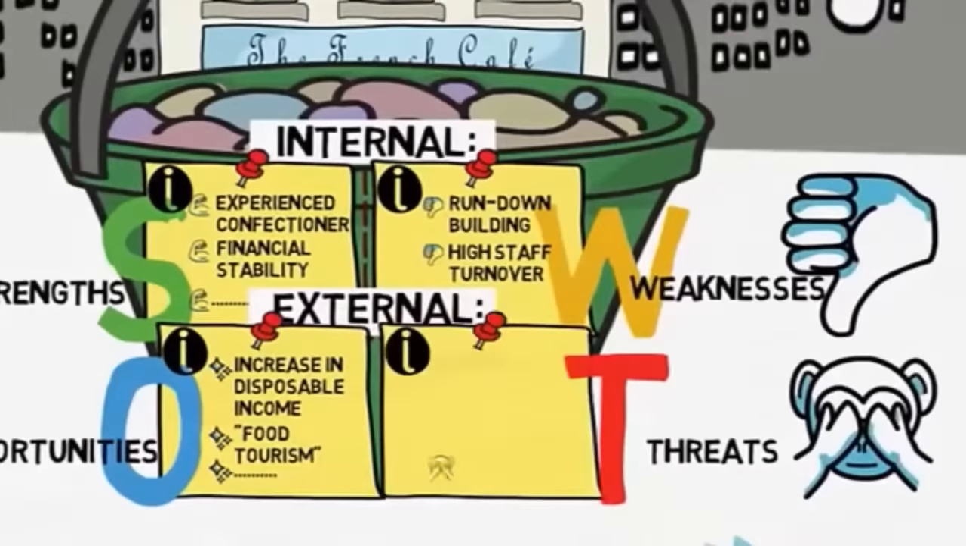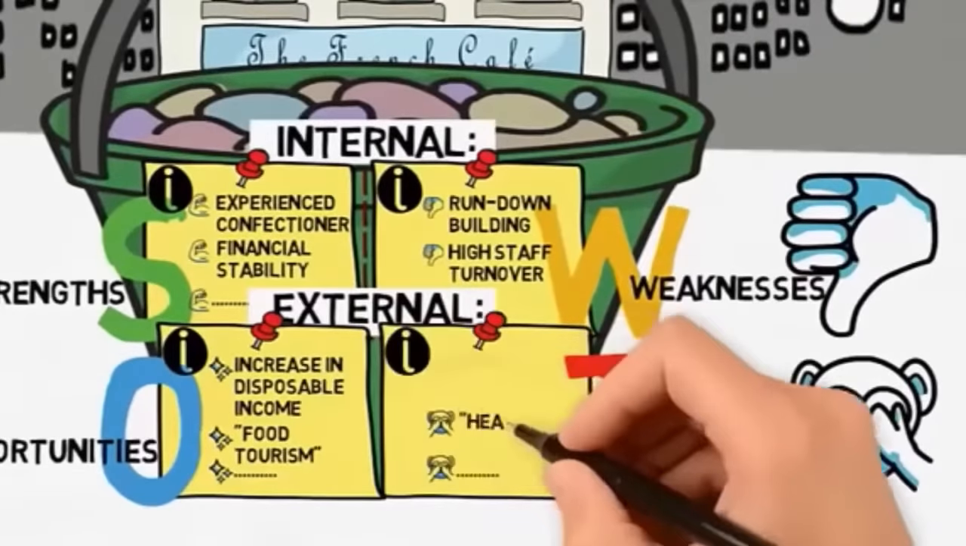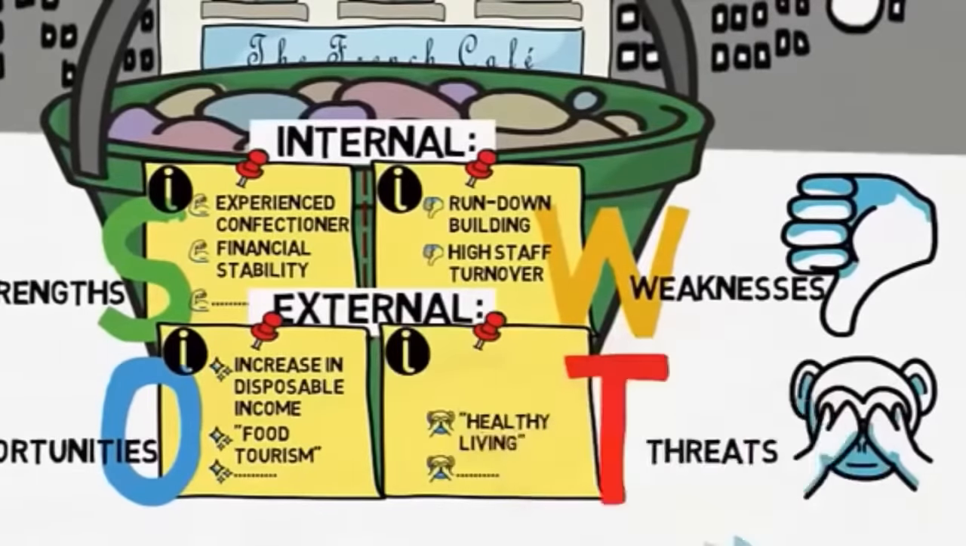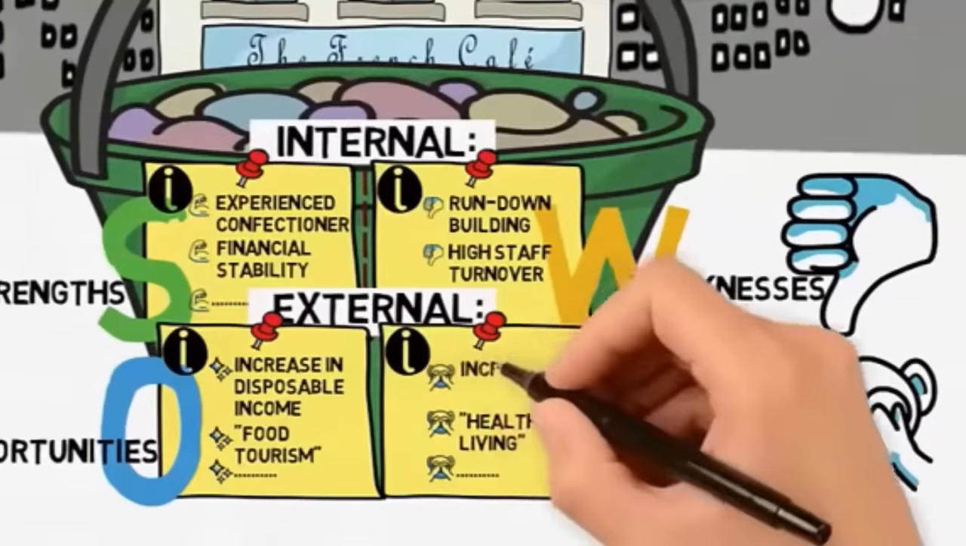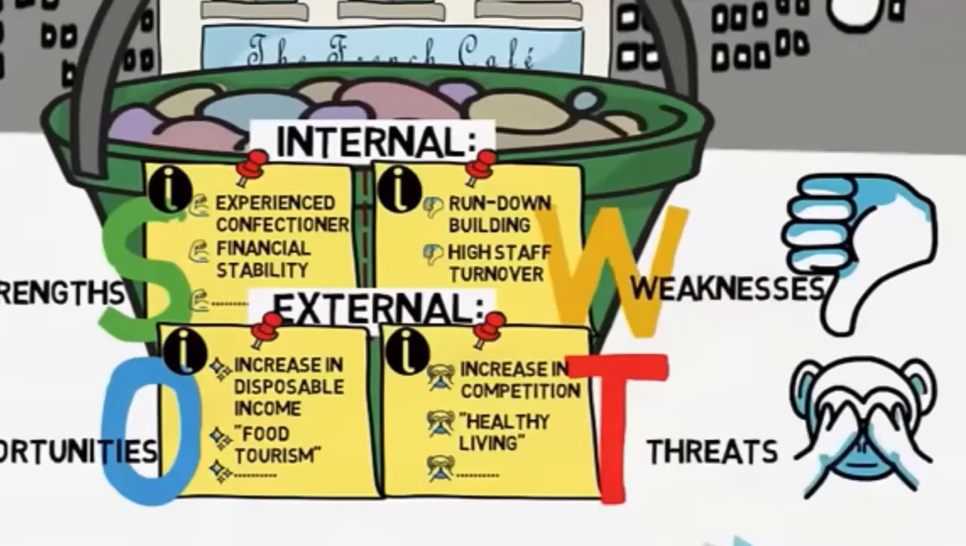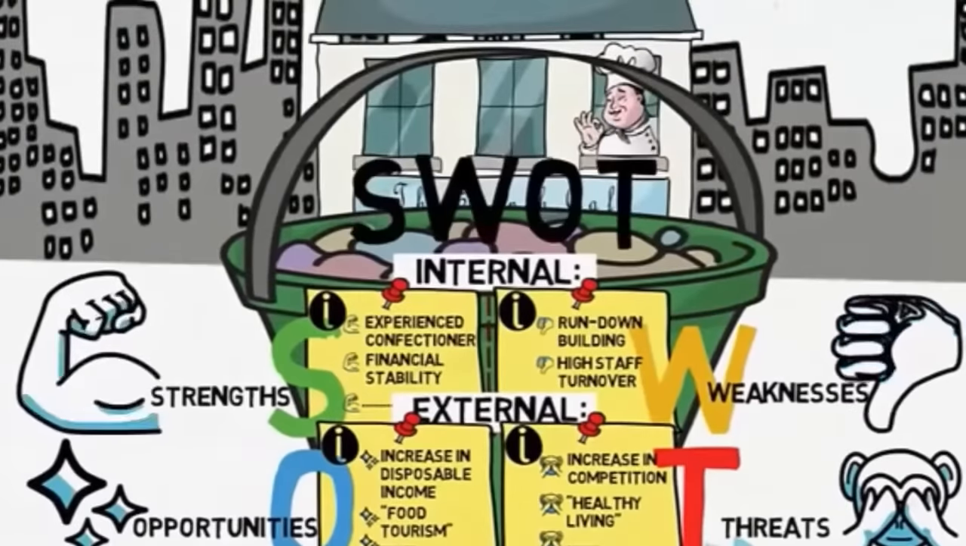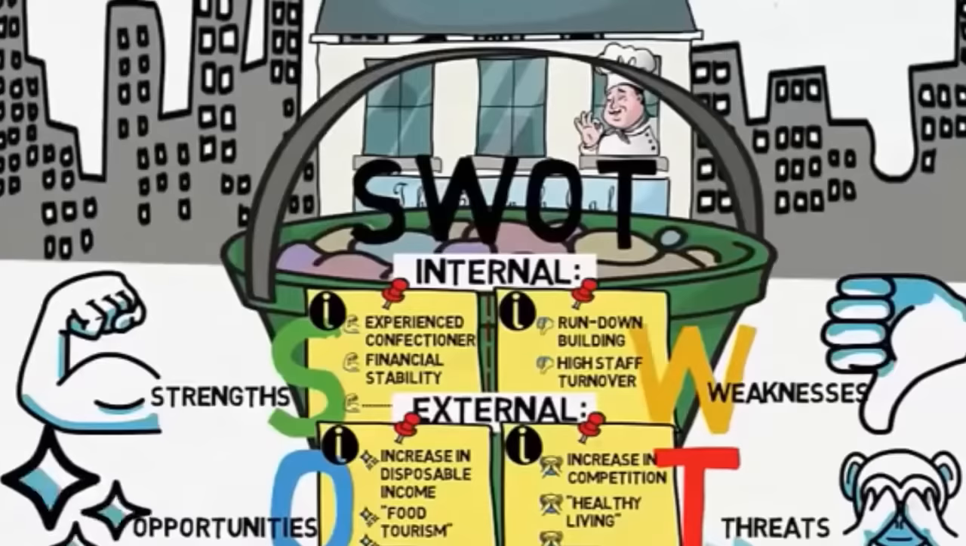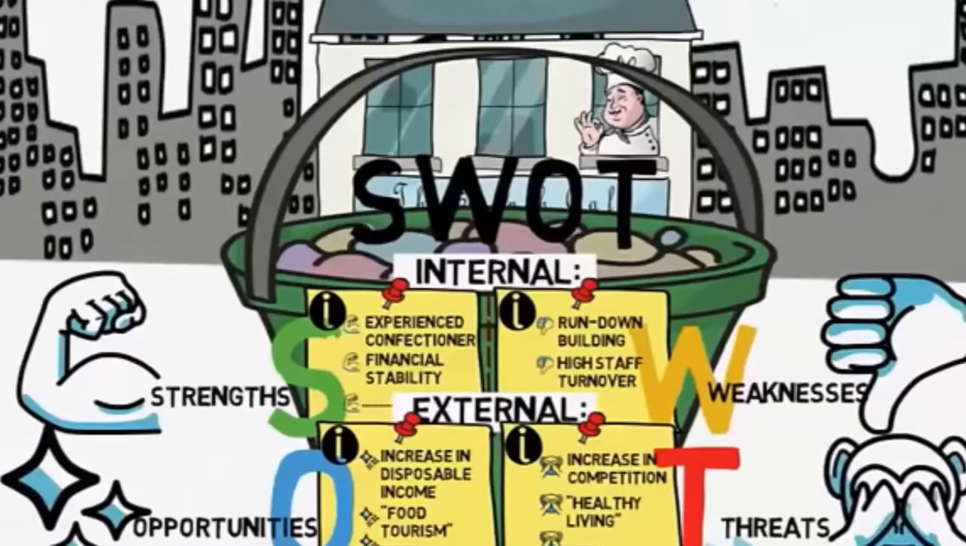Some of the threats revealed are an increased focus on healthy living. This could be a threat considering the high fat and sugar content in the French café's products. And locally, competition has increased considerably, with many new restaurants and cafés opening up. Many more strengths and weaknesses, opportunities and threats should be included in the SWOT, but for the purpose of this video, we will deal with just these few to serve as an example.